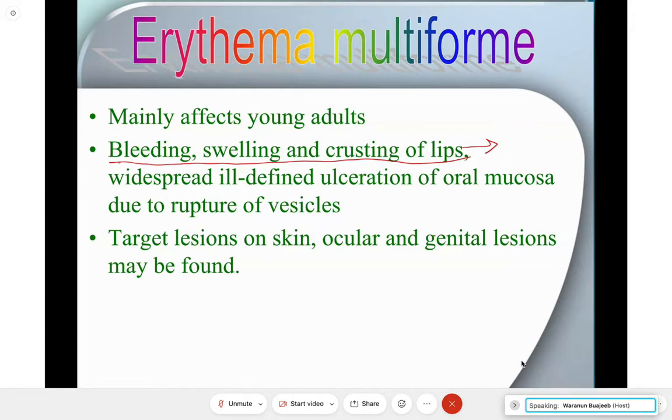And in the oral cavity, there is ill-defined ulceration, an irregular ulceration. Maybe vesicles or bullae occur, but not typical as in herpes simplex virus or varicella zoster virus. Round ulcers like that do not occur in erythema multiforme. This is just large irregular lesions. And the most important is also the target lesions on the skin. The patient may also have ocular and genital lesions.